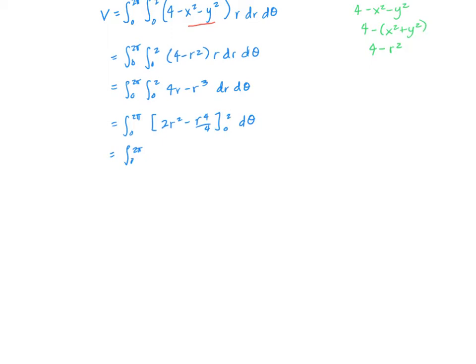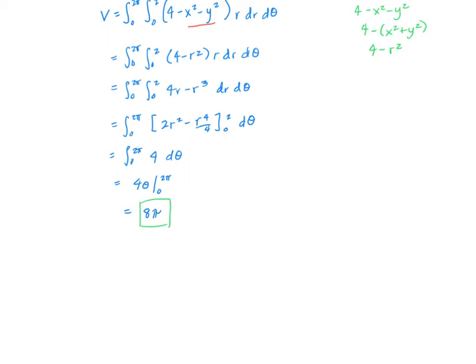And then putting in 2, I have 2 times 2 squared, so that becomes 8, minus 2 to the 4 over 4, which is 4, which gives us a 4 total. Putting in 0 is just 0, so this becomes the integral of 4 d theta after you evaluate. And that would be 4 theta evaluated from 0 to 2 pi. And my volume is 8 pi.